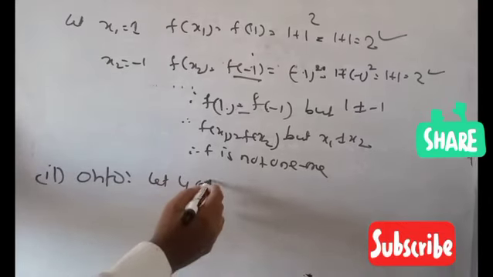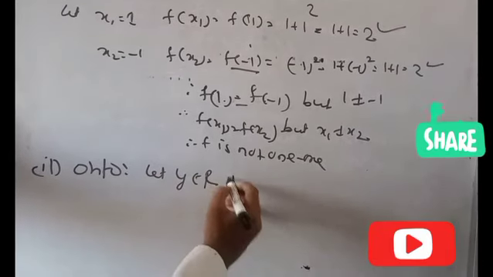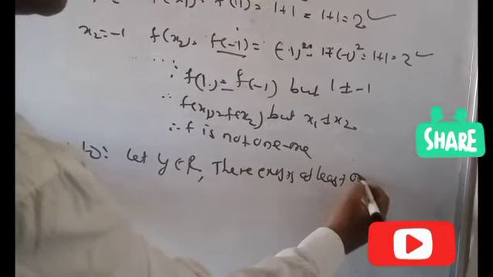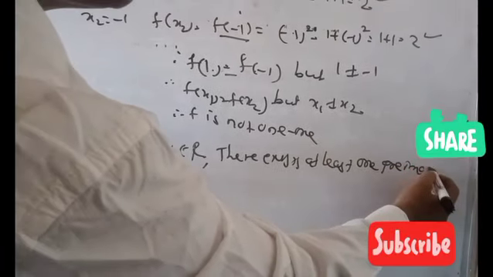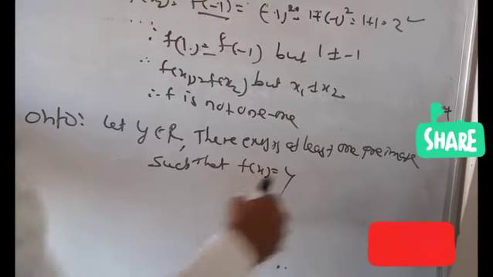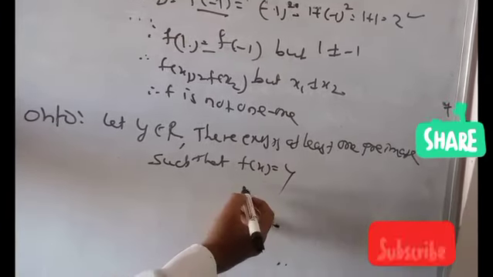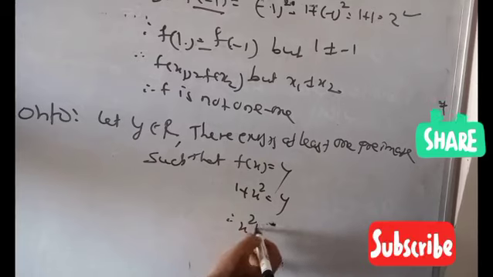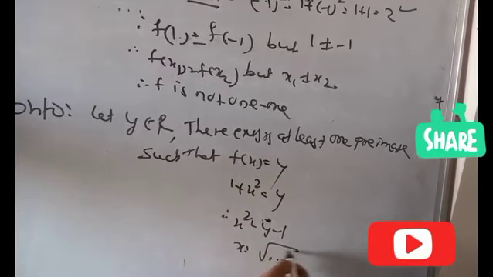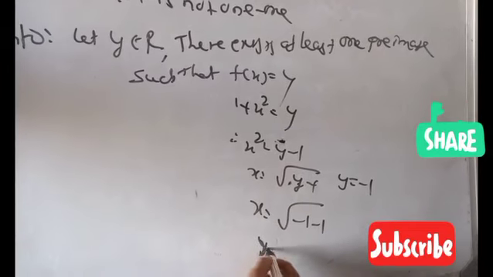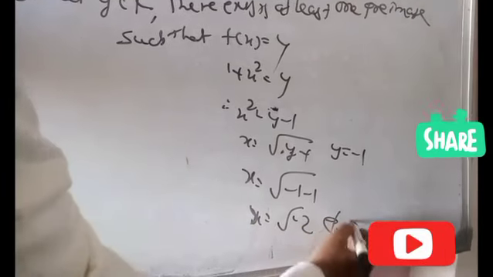Let y belong to the codomain R. There exists at least one pre-image x such that f(x) = y. Here f(x) = 1 + x² = y. Therefore, x² = y - 1, so x = √(y - 1). If we take the value y = -1, x = √(-1 - 1), so x = √(-2). Minus 2 does not belong to the real numbers.